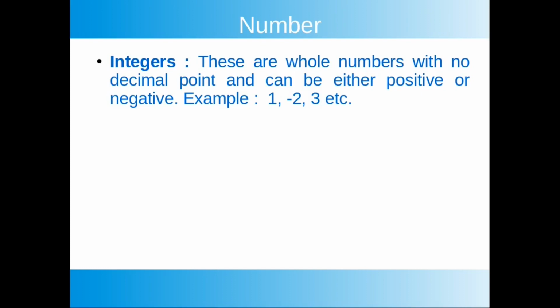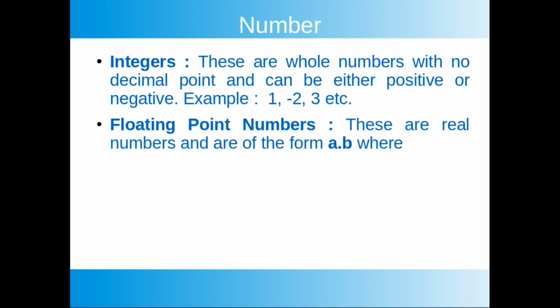The first one is your integers. Well, these are the whole numbers with no decimal point and can be either positive or negative. For example, 1, -2, 3, etc. Then comes the floating point numbers.